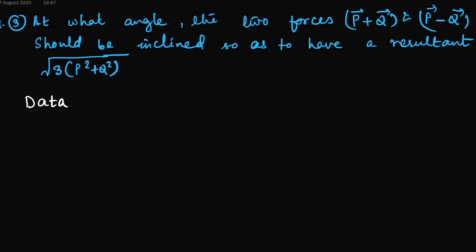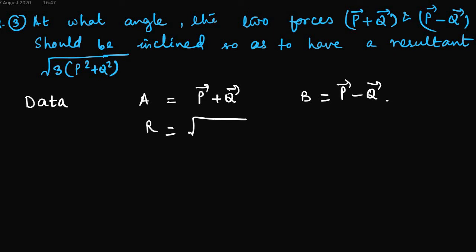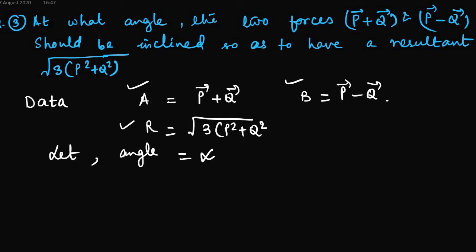You can see here there are two vectors. If I give the name A, it is P plus Q. Now B, what is B? If I give B as a name, P minus Q. So the resultant is also given, which is R. If I denote it by that, then it would be root 3 into P square plus Q square, right? This is given. Now if A, B and R are given, I need to find the angle between them. Now let the angle be alpha.